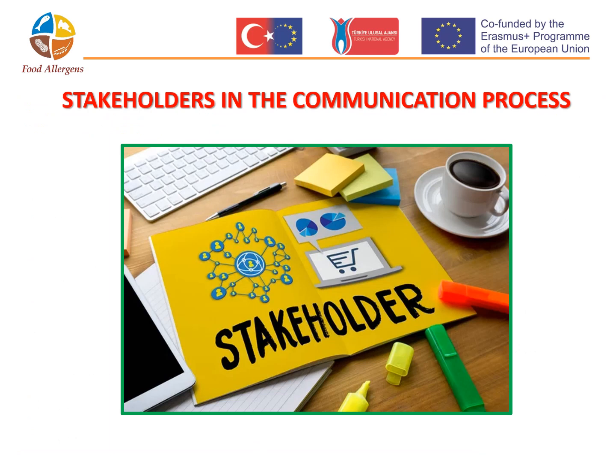An important point, the fourth section, is stakeholders in the communication process. The main stakeholders in ensuring the necessary communication in the risk management of food allergens are food producers, collective consumption places, and consumers. The communication between them should be clear, transparent, independent, understandable, and timely responding. The main communication topics of the stakeholders in the communication process are as follows.